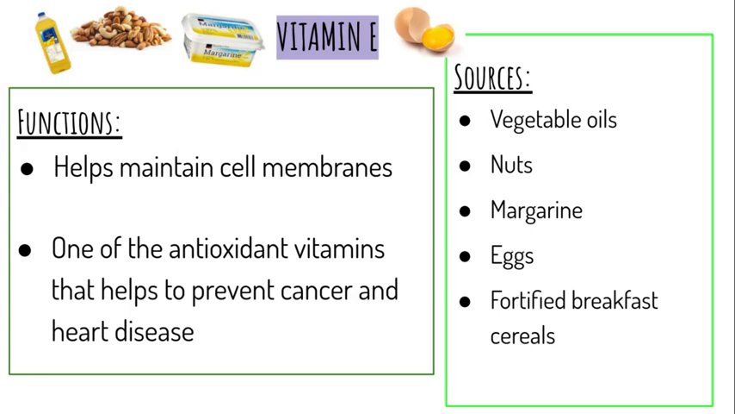Now, the one that we haven't covered here is vitamin K. Vitamin K is part of the fat-soluble vitamins, but it's not one that you have to know at a higher level.